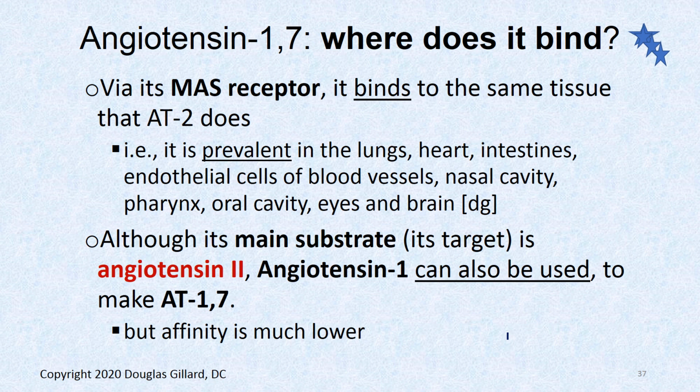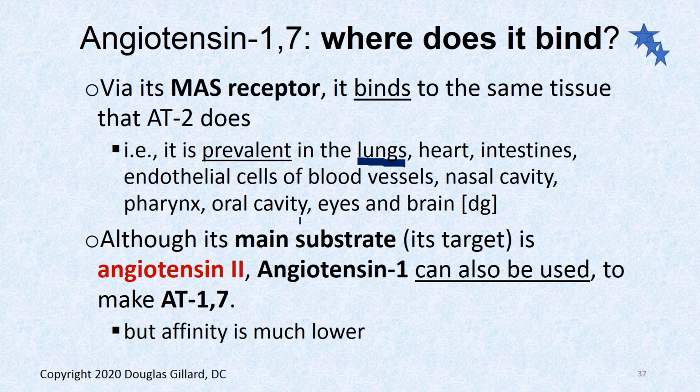All right, where does it bind? We already said it binds to MAS receptors, and it binds to the same tissue angiotensin II does. Specifically, you should know where it binds, because COVID-19 can affect all these tissues. The lungs, probably the number one spot. The heart, the intestines, the endothelial cells of blood vessels, especially the arterioles and venules. The nasal cavity, the oral cavity, the entire pharynx, including the nasopharynx and the laryngopharynx, and even the eyes, right? Why do we have to wear shields in lab?